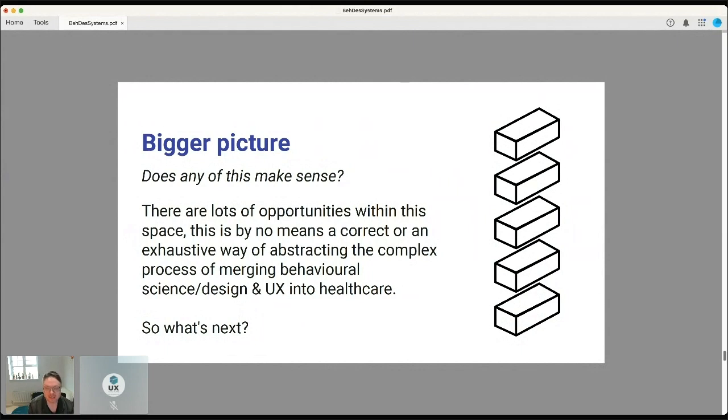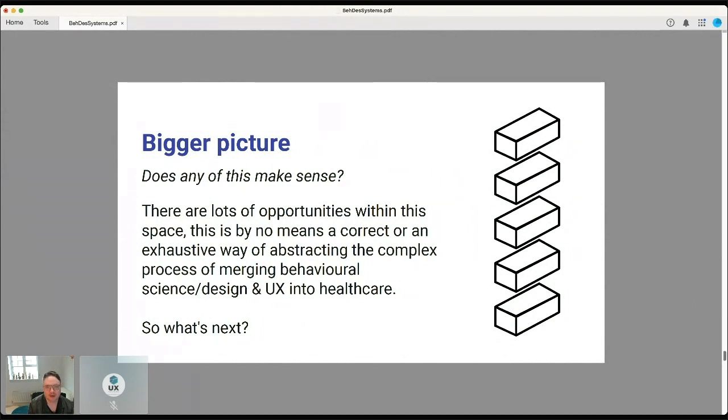Within this space, I'm specifically thinking about behavioral science, the design systems that we have, the approaches that we take in healthcare. There's so many opportunities. And like I've said, this is by no means a correct or an exhaustive way of abstracting the complex processes of merging behavioral science, design, and UX into healthcare. There are many other ways of doing it. There's amazing people doing stuff in the space to learn from.